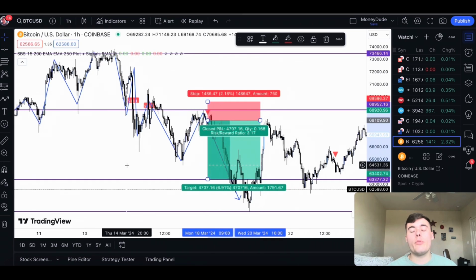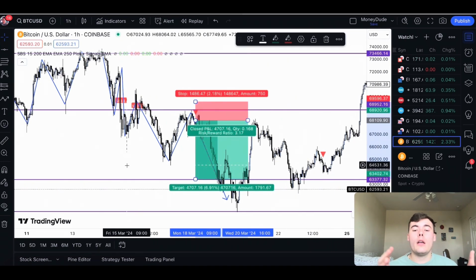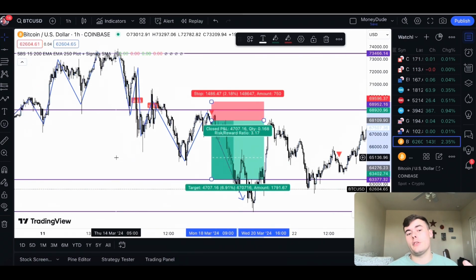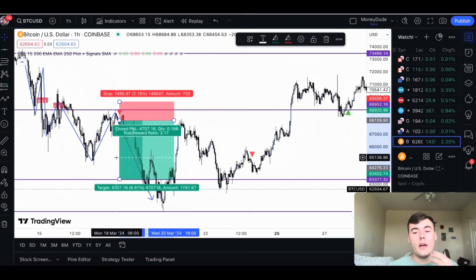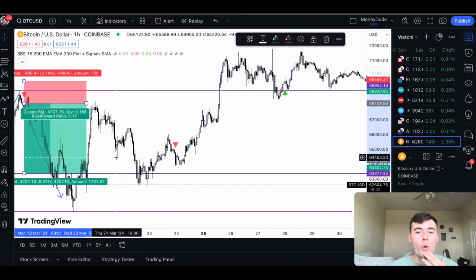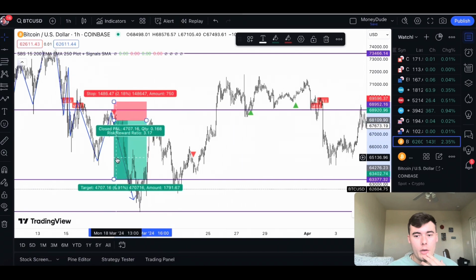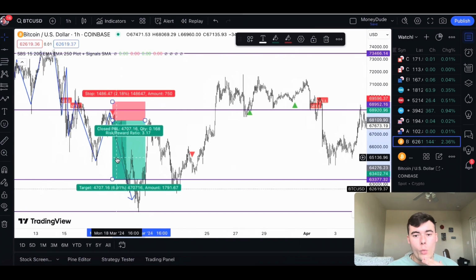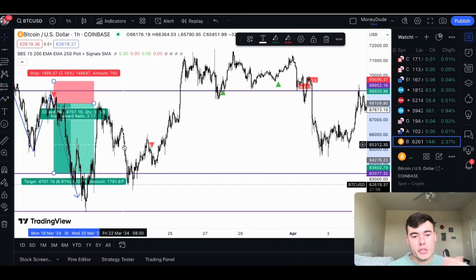That is a 3.17 risk to reward trade right there. So you see that. That's already 2 winning trades just based off that. All right. What are we in right now? We can see that we're still in a downtrend, right?